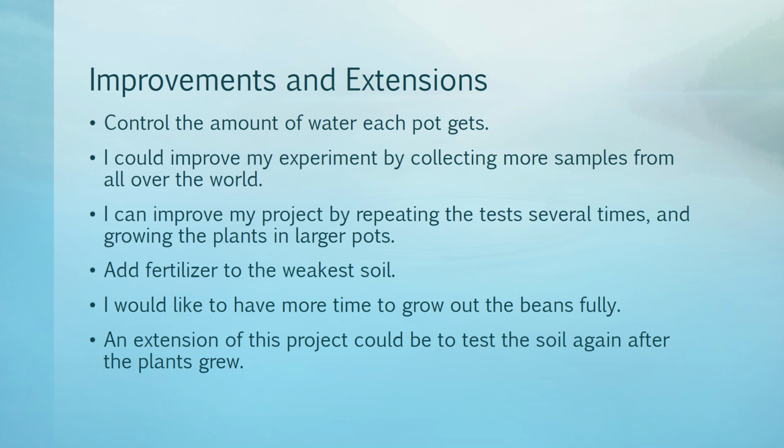An experiment you could perform as an extension to my project is adding fertilizer to the weakest soil. By amending the weakest soil, you could observe if the fertilizer works to fix and add enough nutrients to allow plants to grow. Another extension I would like to make is to have more time to grow out the beans fully. Growing just the plant doesn't tell you very much about the amount of food it will produce, but allowing it to produce beans will tell you the quality of the soil.